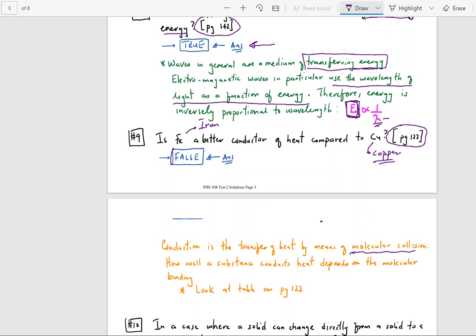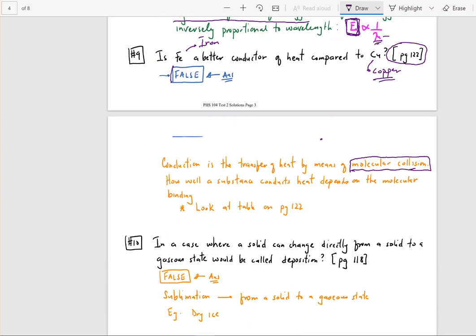But just keep in mind that there's going to be a lot of molecular collision. And when things are colliding, they're able to transfer energy. So again, as I said, look at the table on page 122. This particular question really was testing you to see how you can use tables to answer a question.